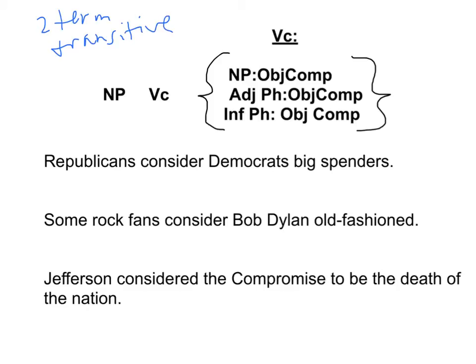Because you are going to have your direct object, which I left out of here. I'm sorry. You're going to need to have in here your direct object. And you're going to have either your noun phrase object complement, your adjective phrase object complement, or your infinitive phrase object complement. So when you have VC, this is saying consider, right? You're calling someone something. You're considering it. So you're going to name something. That will be your direct object.